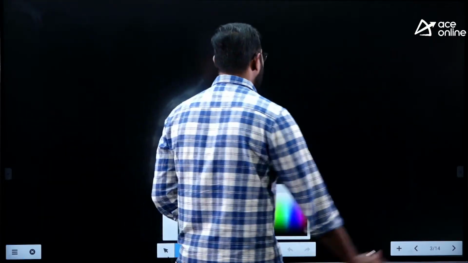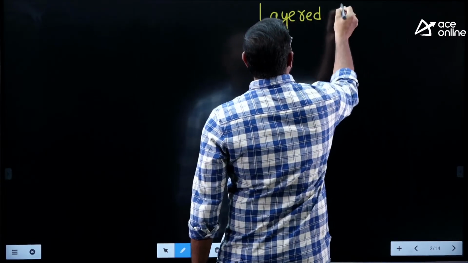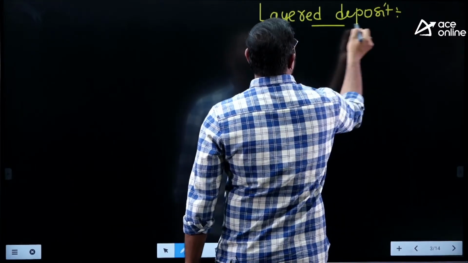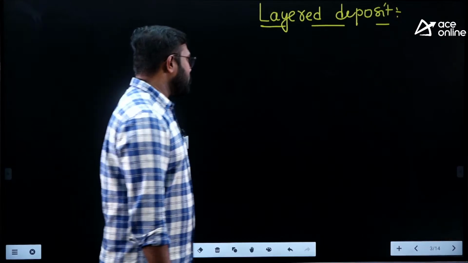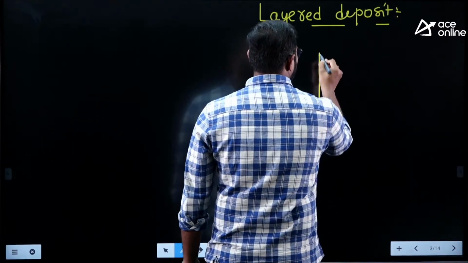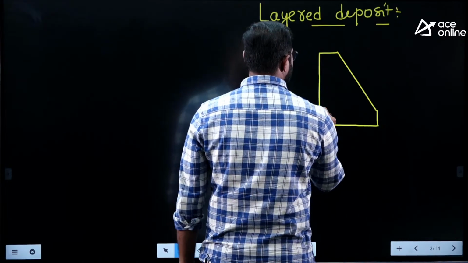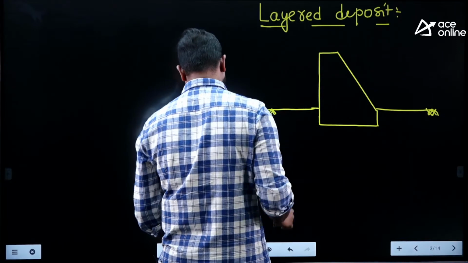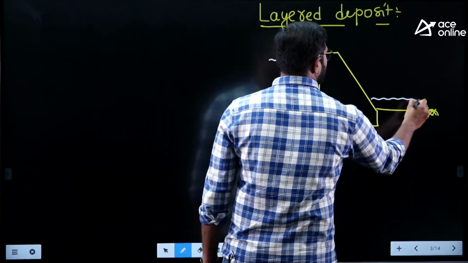Layered deposits. A layered deposit, or we can also call it a stratified deposit. So let's take our friend the dam. Let me take a gravity dam. This is the upstream bed level and here is the downstream bed level. So upstream water level and downstream water level.